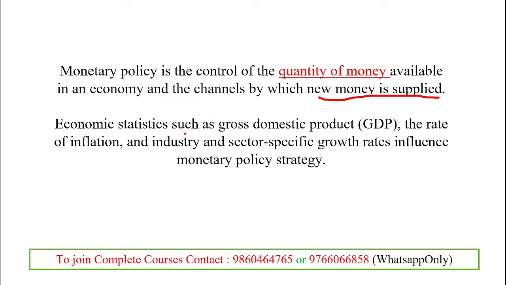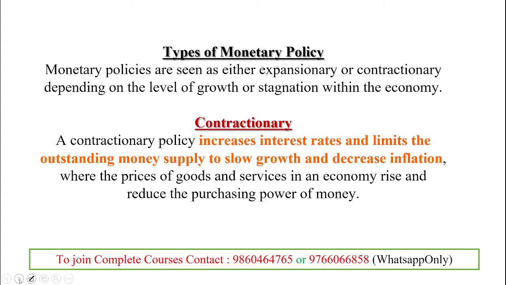Economic statistics such as GDP, the rate of inflation, and industry and sector specific economic growth rates influence monetary policy strategy. So these are the factors that will influence the monetary policy strategy: GDP, rate of inflation, industry and sector specific growth rates. The next one, types of monetary policy. Whether we apply expansionary or contractionary monetary policy in our economy depends upon the level of growth or stagnation within the economy.